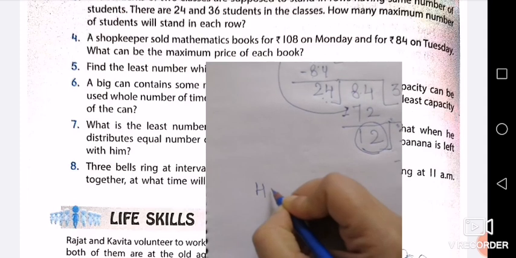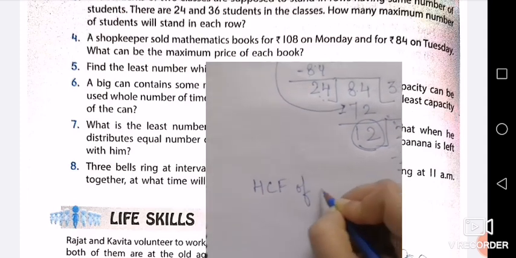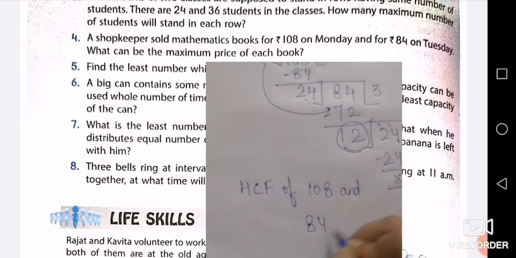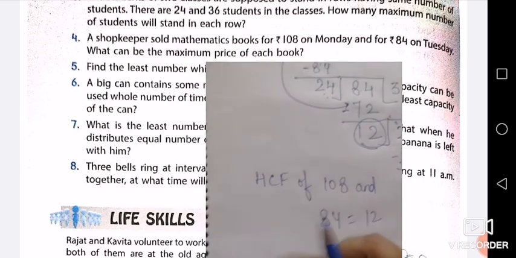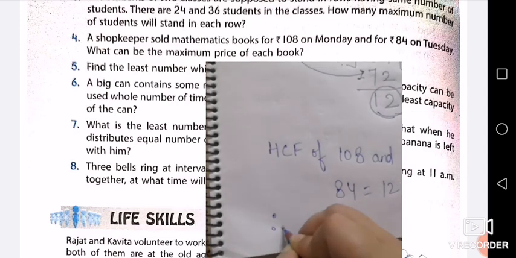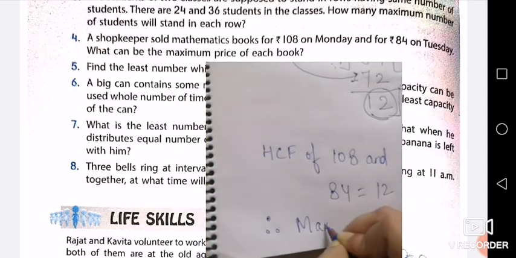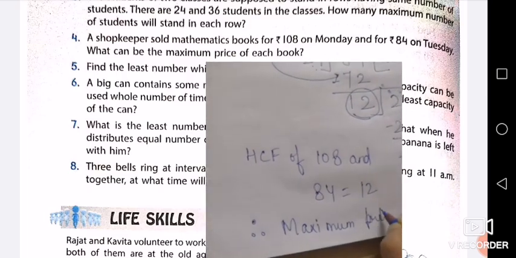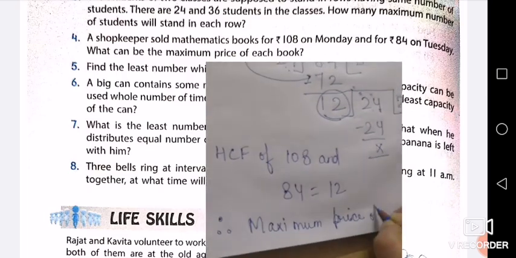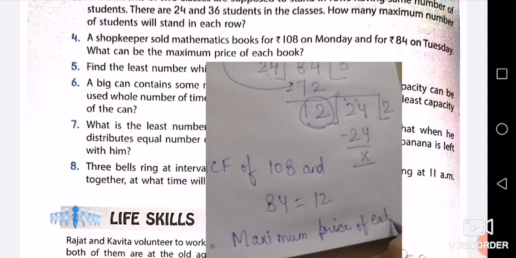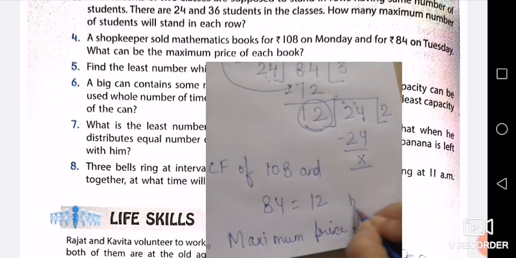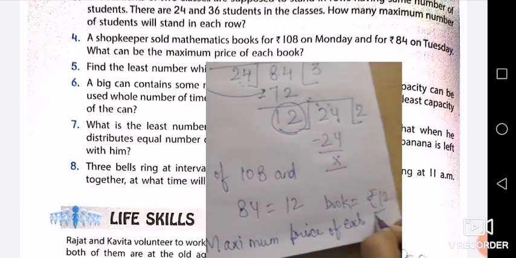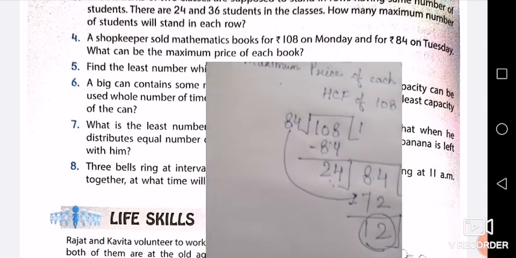So now we will write: HCF of 108 and 84 is 12. Or what you have to find? Therefore, the maximum price of each book is, what will be the maximum price of each book? Yes, that will be rupees 12. Got it? So let's see this question again.